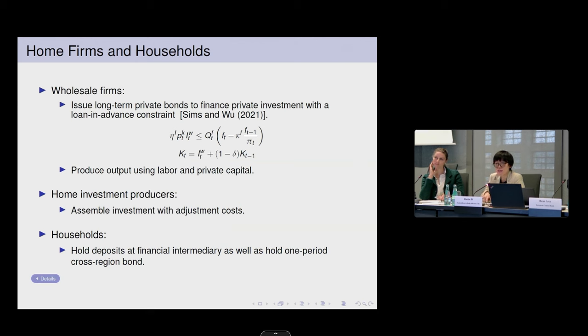And for other firms here, the wholesale firms, they issue long-term private bonds to finance private investment. So this is a friction in the model. In the standard model, the household would directly invest in the firms. Here, the firms have to issue bonds, which is on the right-hand side here, showing the net flow of long-term bonds. They have to issue this bond to finance an eta I share of the investment.